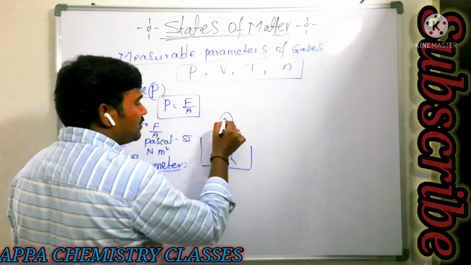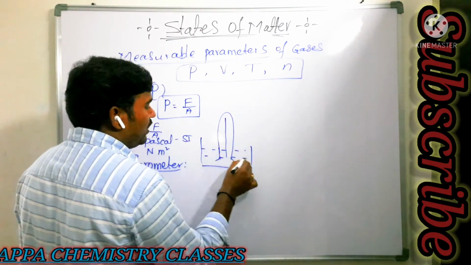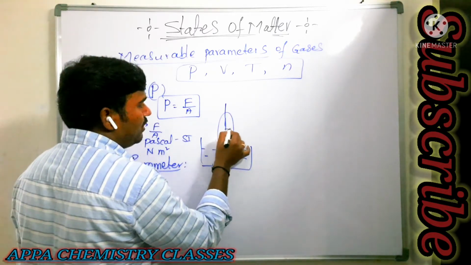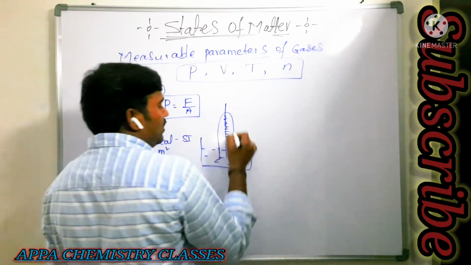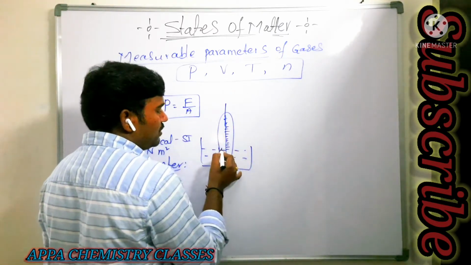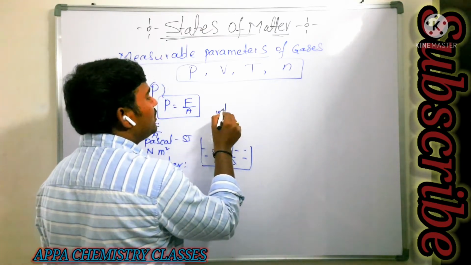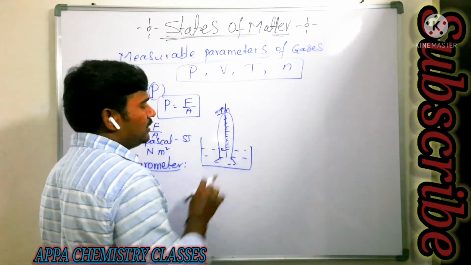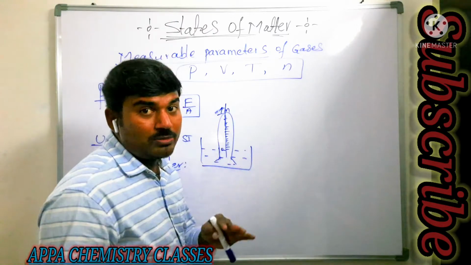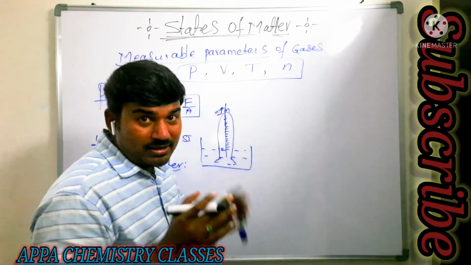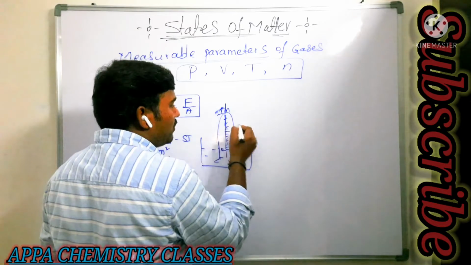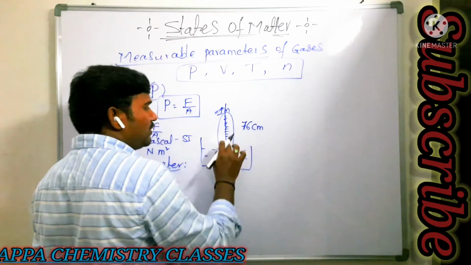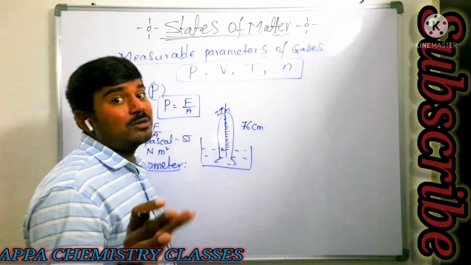When that mercury column is placed near sea level, it gives some reading on the mercury column. The reading will be from 0 to 100 centimeters, that is nothing but 1 meter. When this cistern barometer is placed near sea level, a 76 centimeter height of the mercury column indicates the normal atmospheric pressure.